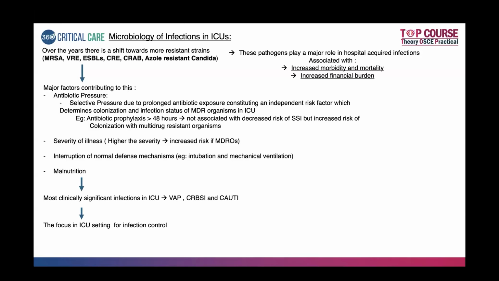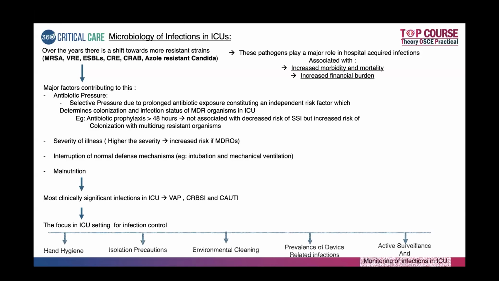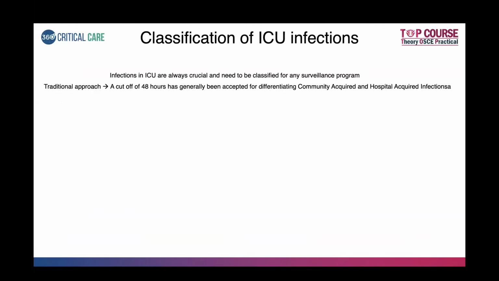So the focus in ICU setting for infection control are hand hygiene, ICU isolation precautions, environmental cleaning, prevention of device-related infections, active surveillance, and monitoring of infections in the ICU. So this will help in curbing the prevalence of MDROs, thereby decreasing infection rate.